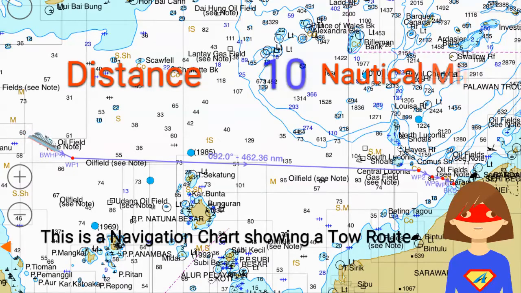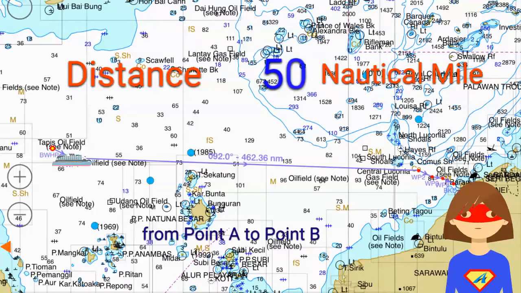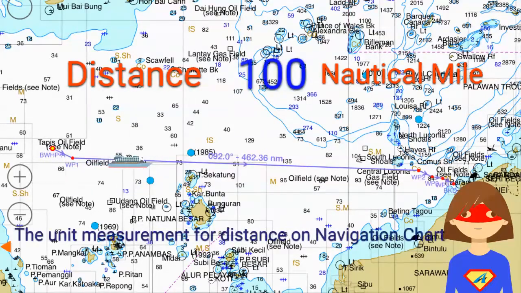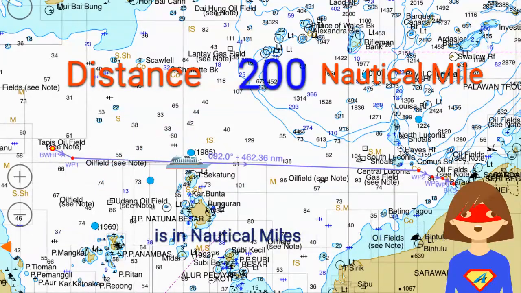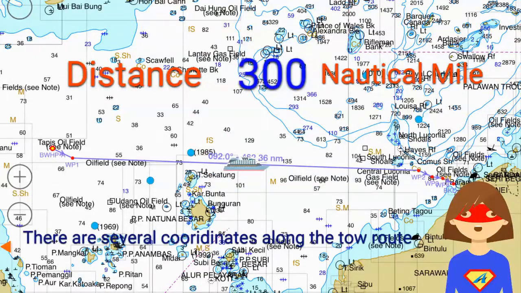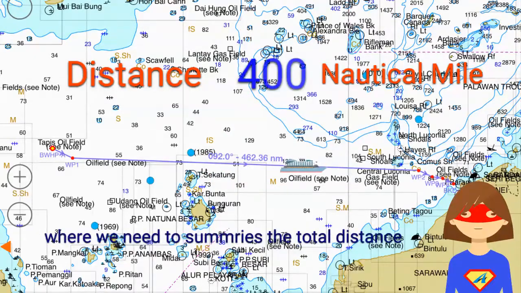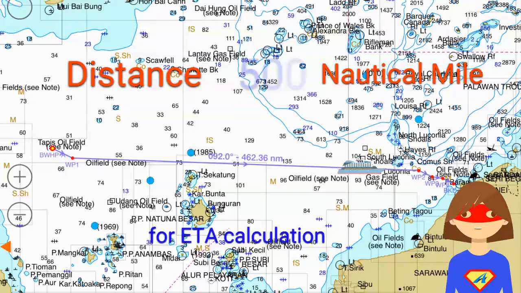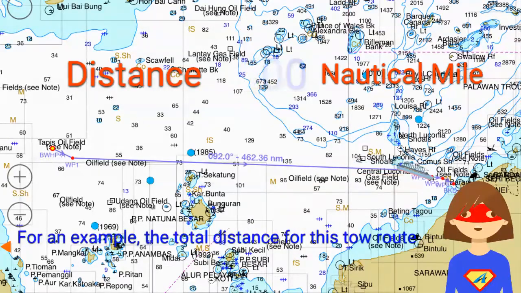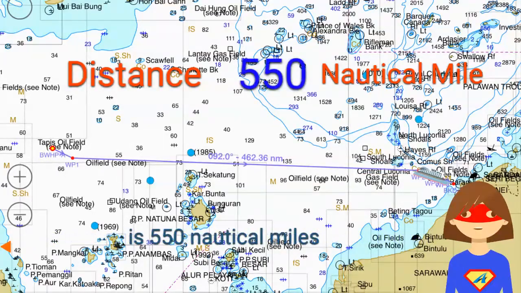This is a navigation chart showing a tow route from point A to point B. The unit measurement for distance on navigation chart is in nautical miles. There are several coordinates along the tow route where we need to summarize the total distance for E.T.A. calculation. For an example, the total distance for this tow route is 550 nautical mile.